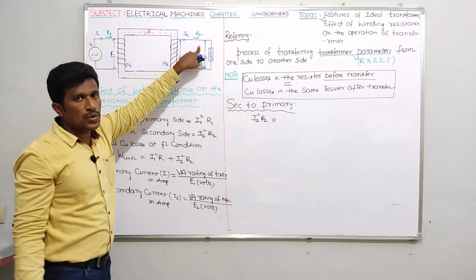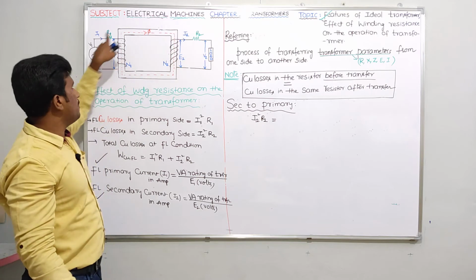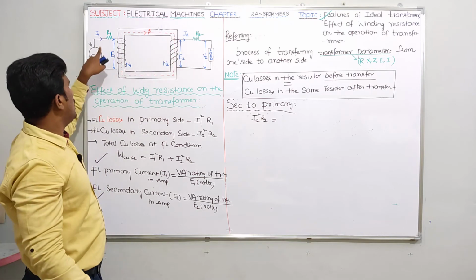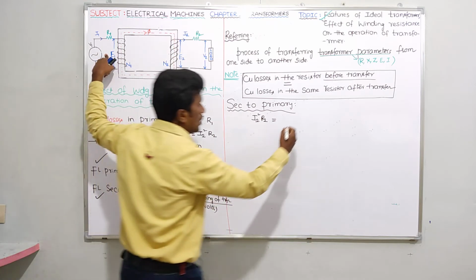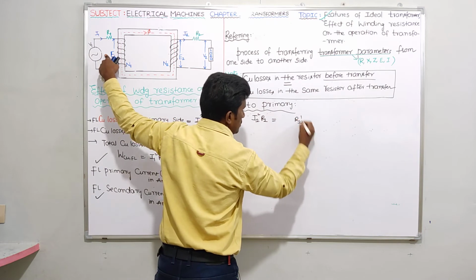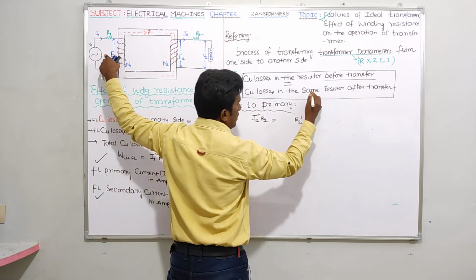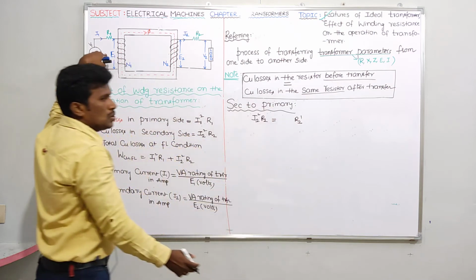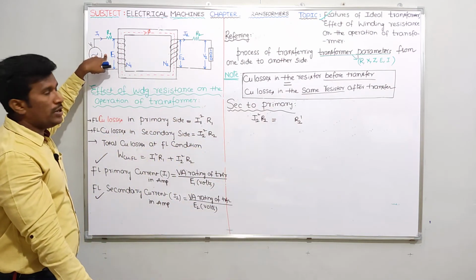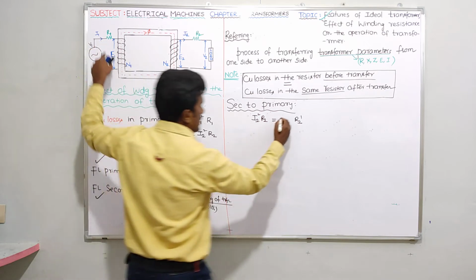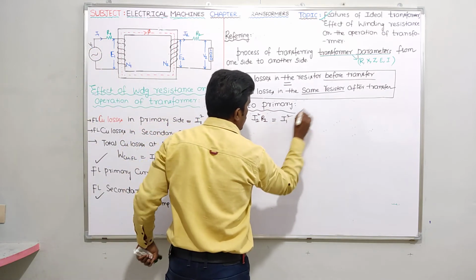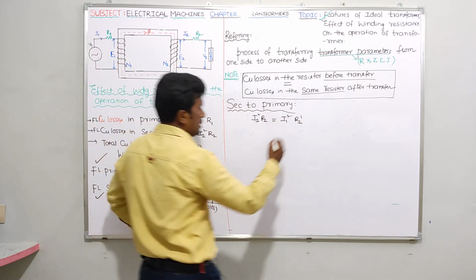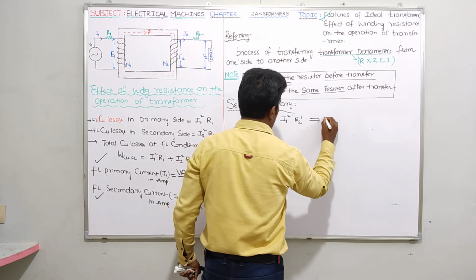If I refer the secondary side resistance R2 towards the primary, this R2 comes into the primary side and becomes R2 dash. Is it clear? Now tell me, what is the copper loss through this R2 dash? What is the current flowing in the primary side? I1. So I can simply write I1 square into R2 dash, that's it. Now from this, tell me guys, how can you write the R2 dash formula?